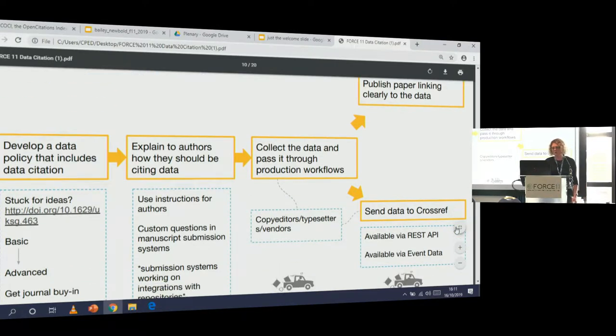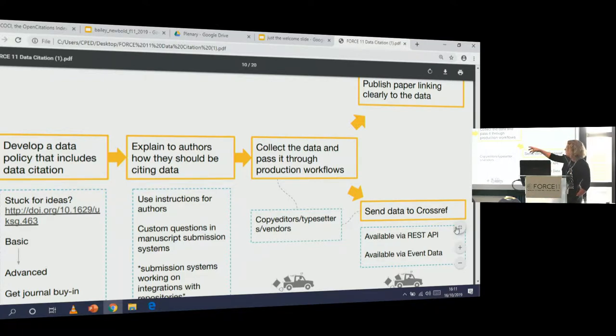A lot of that is workflows. We love a workflow in scholarly publishing. But in the conversations I'm having with publishers, they want to do this. They absolutely see the rationale behind doing this. And there are just steps to take along the way that I've kind of highlighted in yellow.